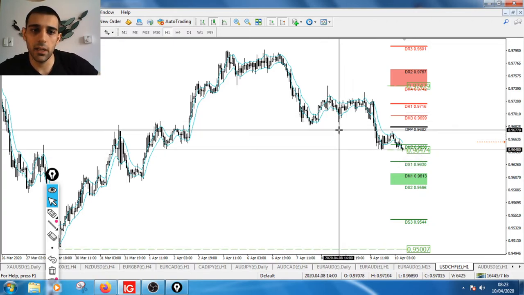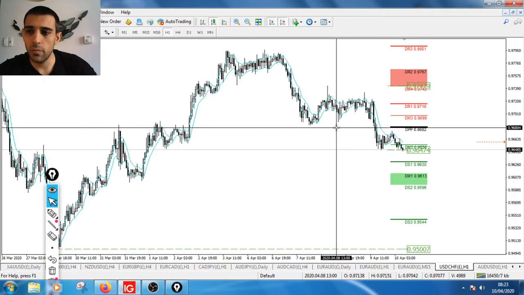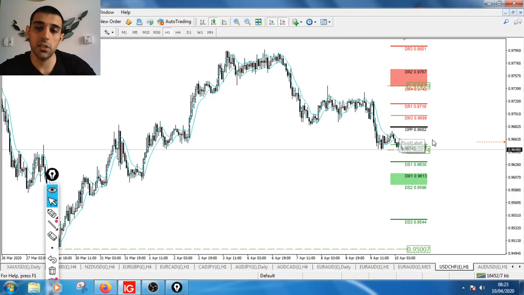However, you can also have a 12 pip stop, which you can easily get away with, but if the price decides to come up and test this daily pivot, you're most likely going to get stopped out. So it's up to your own risk preference.